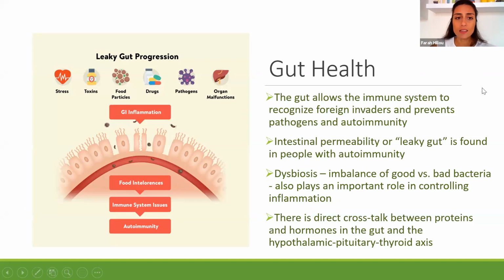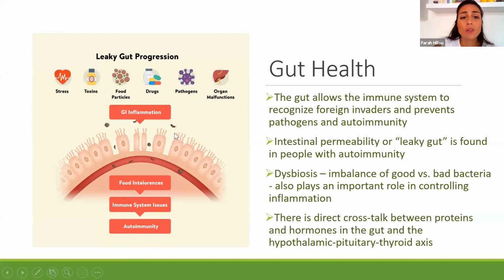Okay, so gut health, as we spoke about. This is the lining of the small intestine, and there are bonds between those cells. The further apart the cells are, it means the bonds aren't very tightly linked together. So anything undigested can enter from the small intestine into the blood and trigger food intolerances and autoimmunity.